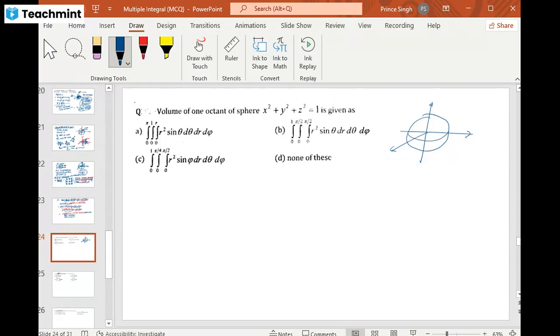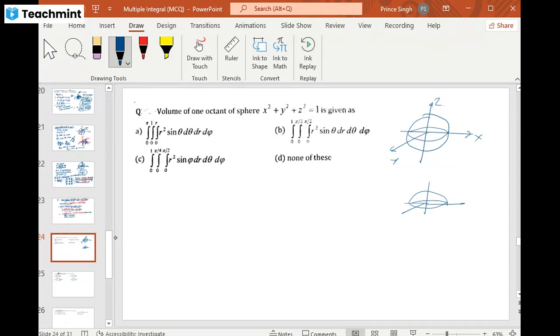This is a complete sphere. So this is x-axis, this is y-axis, this is z-axis. So if I cut this sphere by the xy plane, it means that it will be divided into two halves. One part of the sphere lies above the xy plane, one part lies below this xy plane. And this can be cut into four parts, right?